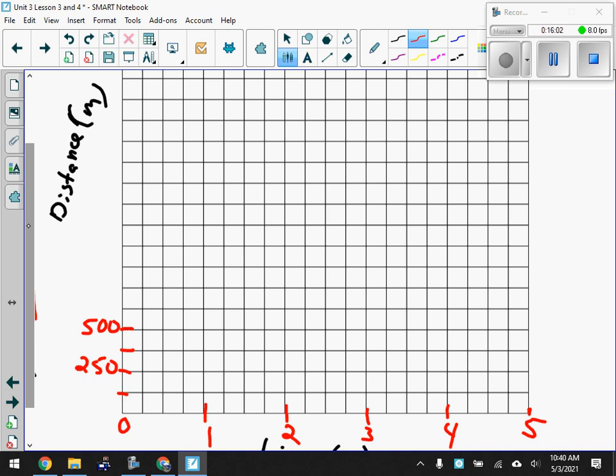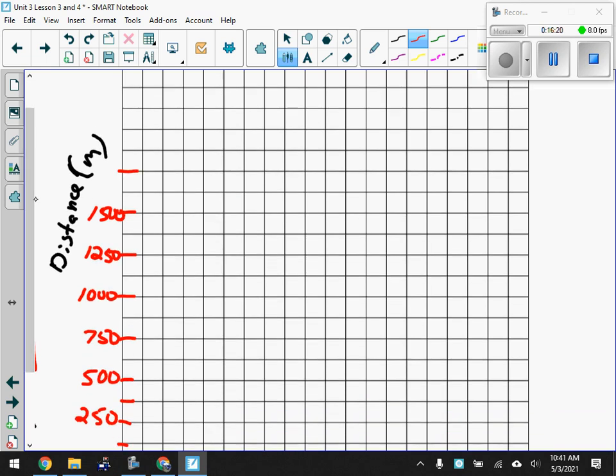Every square is 125. Every 2 squares would be what? 250, yes? So here, this would be 750. This would be 1,000. This would be what? 1,250. Just can't screw this up though. This is 1,500. This would be 1,750 here.